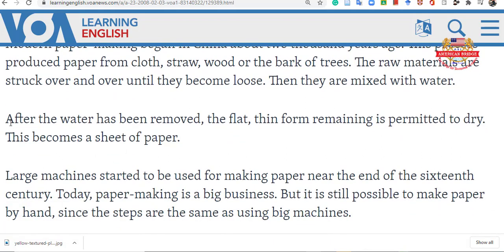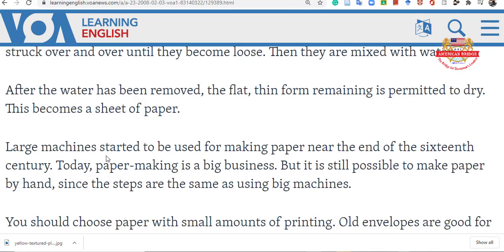So after the water has been removed, the flat, thin form remaining is permitted to dry. This becomes a sheet of paper. So when they struck the raw material such as straw, wood, or bark of the tree over and over, then they mix with the water, and after that, when the water has been removed, the flat thin form remaining is permitted to dry, and it becomes a sheet of paper.